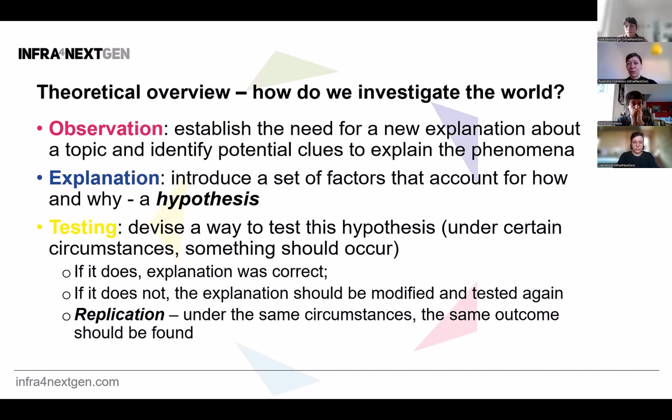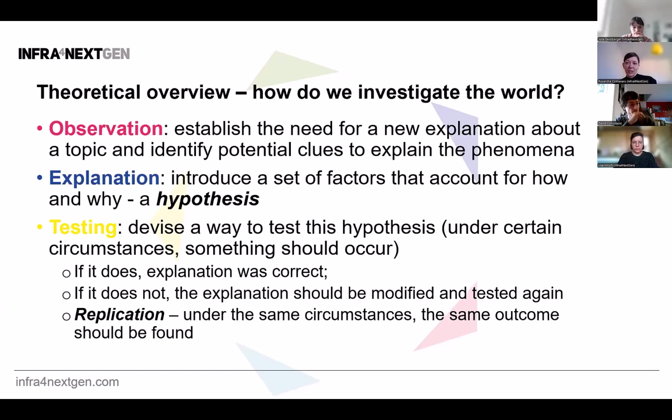And then we have to move on to testing this hypothesis, right? This is what we do in social research. We try to test our hypothesis, and we devise a way to test it under certain circumstances, in a particular point in time. Something should occur. If it does occur, then the explanation was correct. Our hypothesis stands. If it does not occur, the explanation should be modified and tested again.